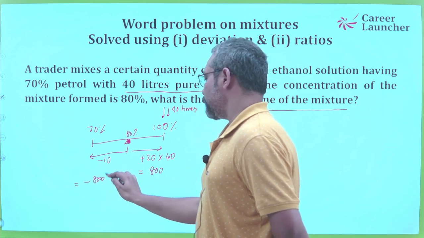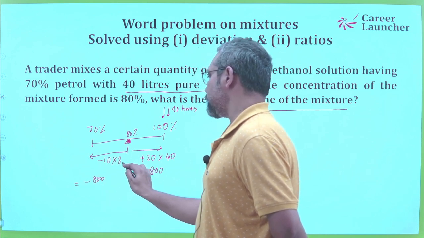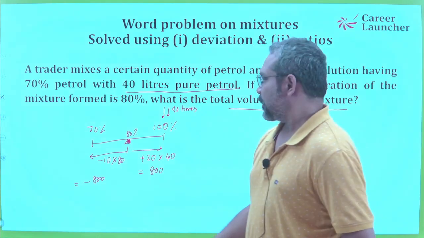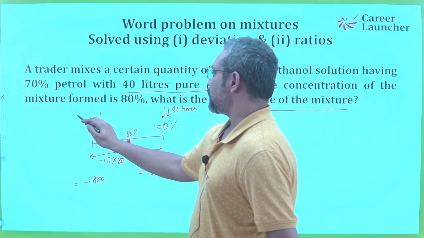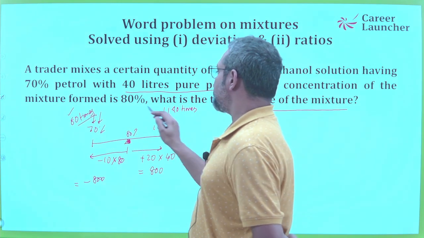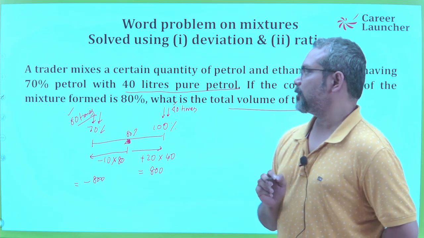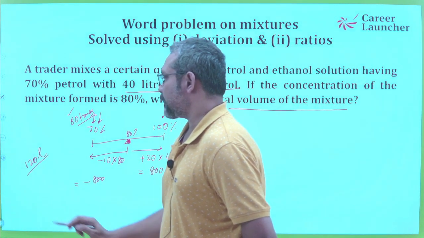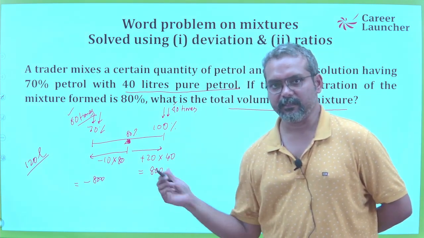And therefore to achieve that you must take this 80 times, because 80 times 10 would be 800. So this quantity must be there 80 times. Therefore, 80 plus 40, the total quantity will be 120 liters. That is the solution. This is the deviation method.